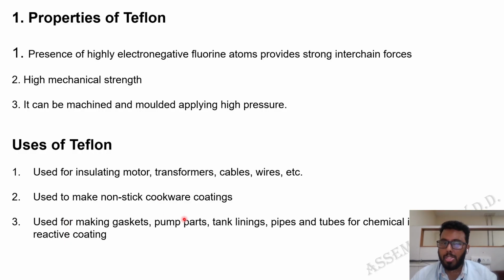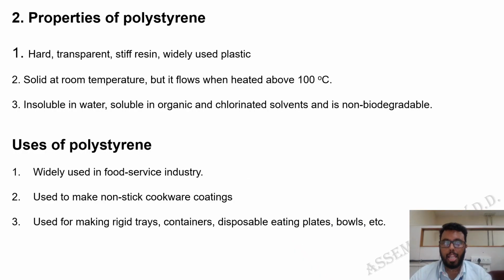It is also used to make non-stick cookware coating. The dosa tawa is made with a Teflon coating, so it is non-sticky. The pans are all made of this Teflon coating, and it is used for making gaskets, cooker gaskets, which also have a Teflon coating. Otherwise, in water and steam at high pressure, they can melt, and that is the reason Teflon coating is used. Many pump parts are made of it, and tank linings, pipes, and tubes for the chemical industry, and non-reactive coating.